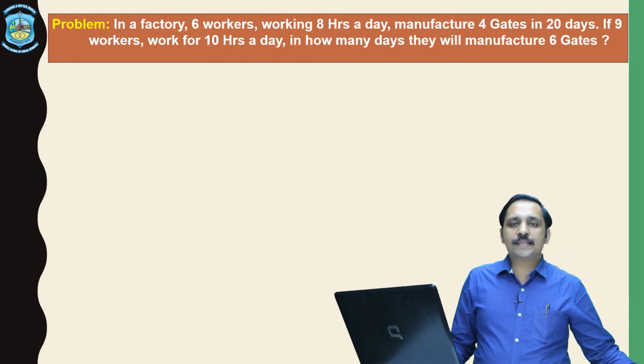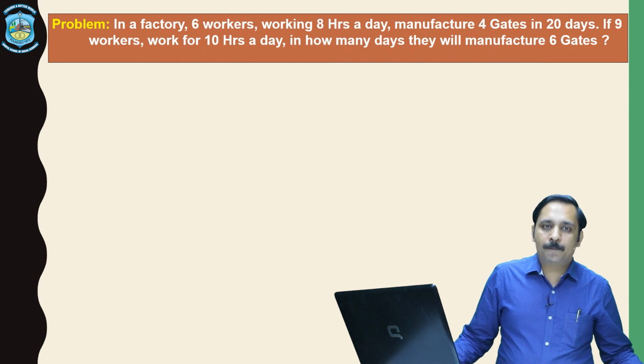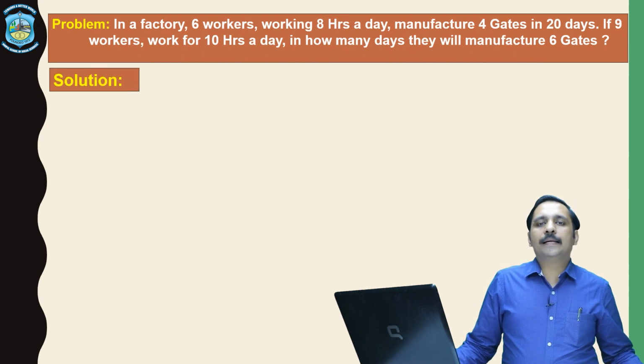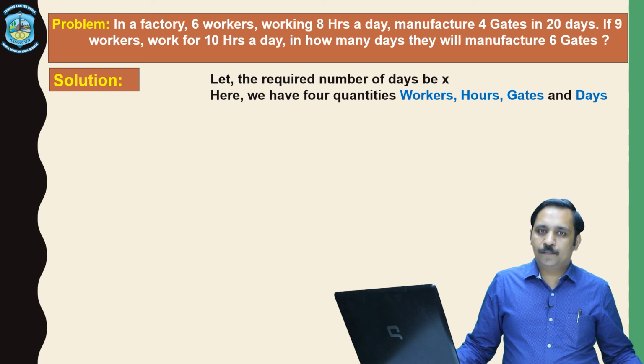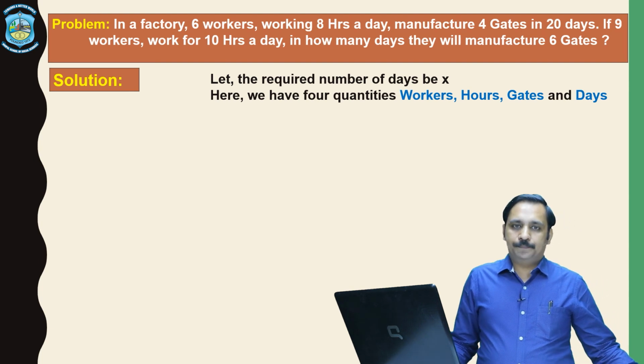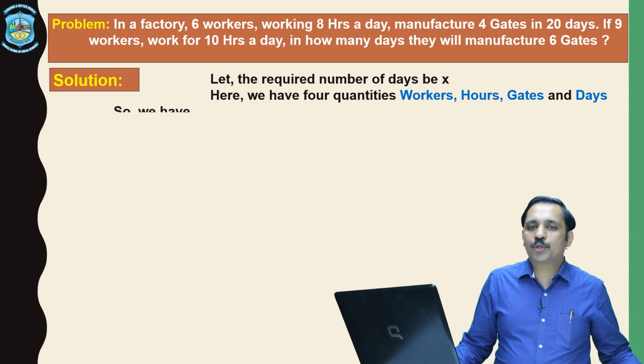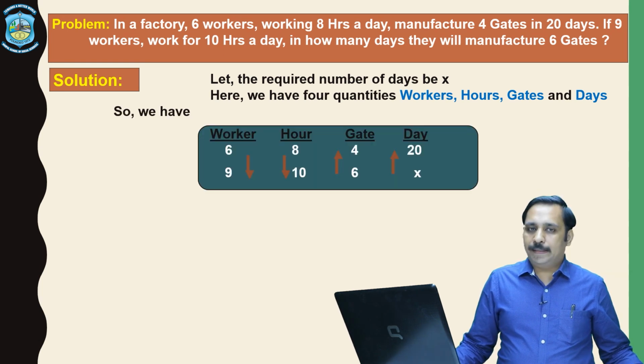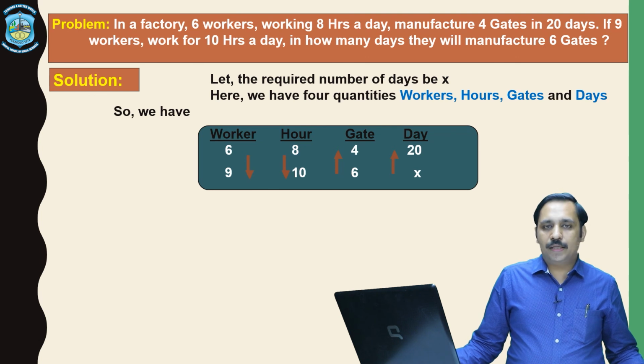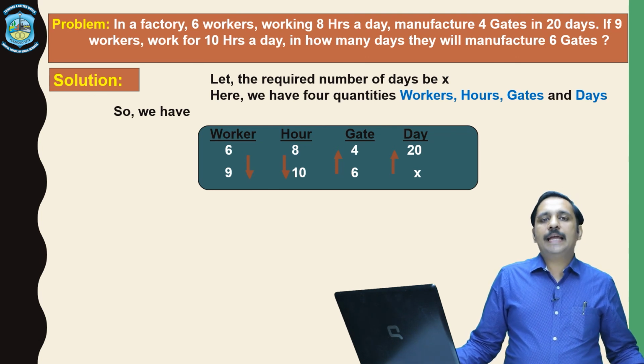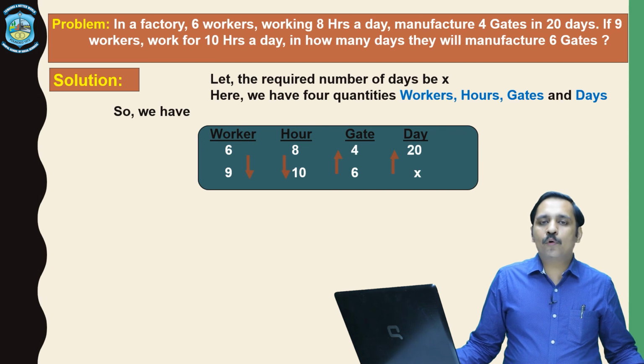in how many days will they manufacture 6 gates? So what is asked? We have to find the number of days. Let us see the solution. Let the required number of days be x. Here we have 4 quantities: workers, hours, gates and days. Let us put them together. Since the number of days is to be found out, I have kept it on the extreme right. It is given from the first condition that 6 workers working 8 hours a day manufacture 4 gates in 20 days. Now 9 workers working 10 hours a day manufacture 6 gates in how many days?